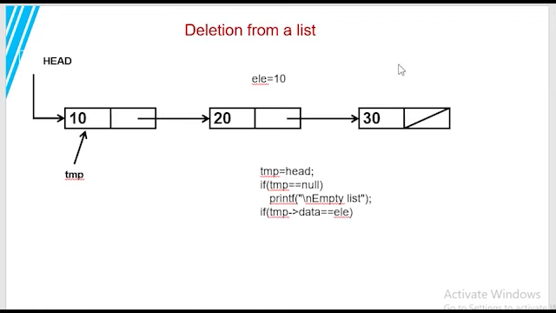So, deletion from a list. First, if you are deleting the first element in a list, this is considered as a temp. The head is moved to temp. You want to free the temporary element such that this list will be empty. This temp of data is equal to element. So that particular element is deleted.